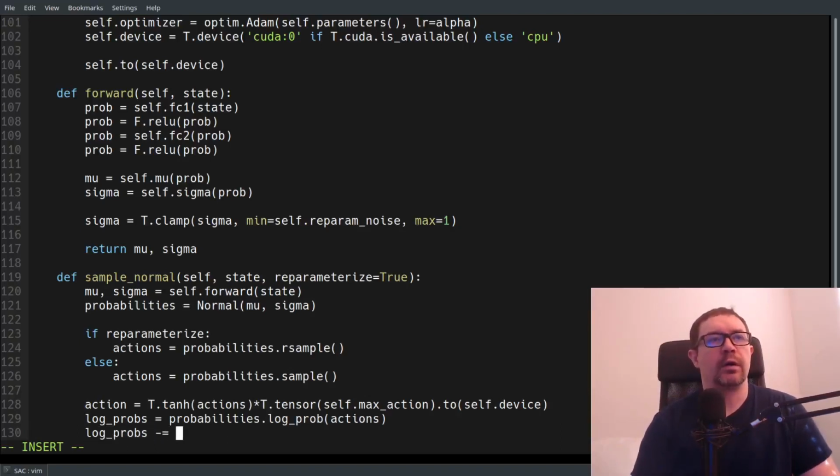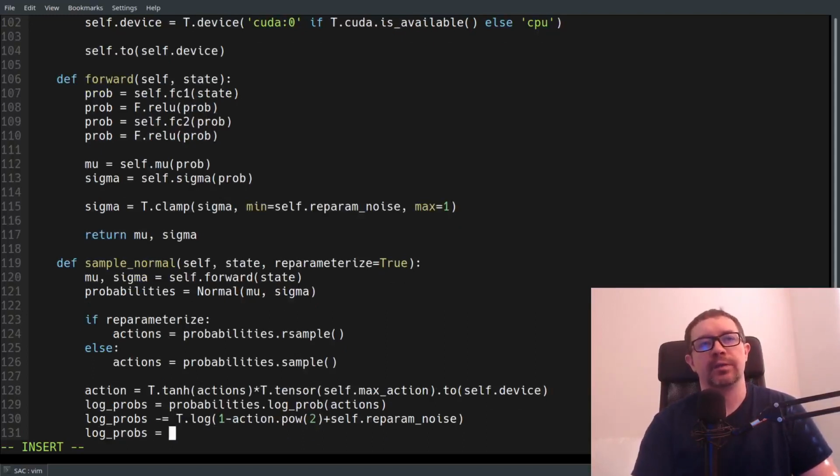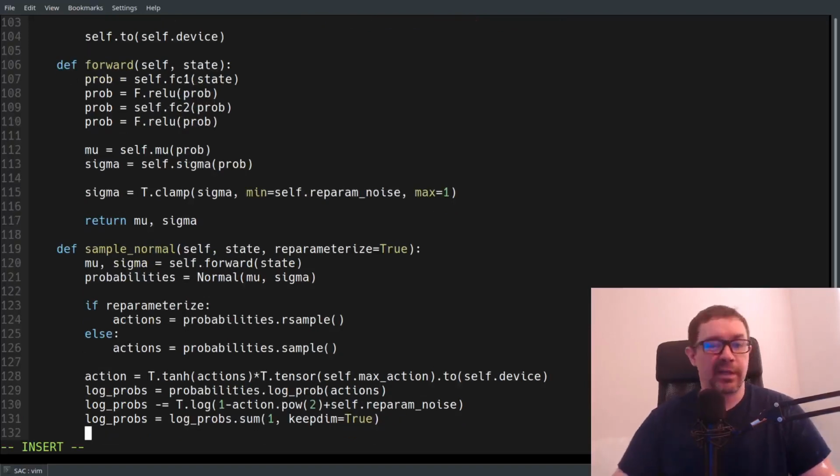Then you want to subtract off the log of 1 minus the square of the action plus some reparam noise, because this could very well be 1 minus 1, which would be 0. Log of 0 is undefined. And then we want to take the sum. The reason we want to take the sum is because we need a scalar quantity here in the calculation of our loss, and this log probs will have a number of components equal to the number of actions.